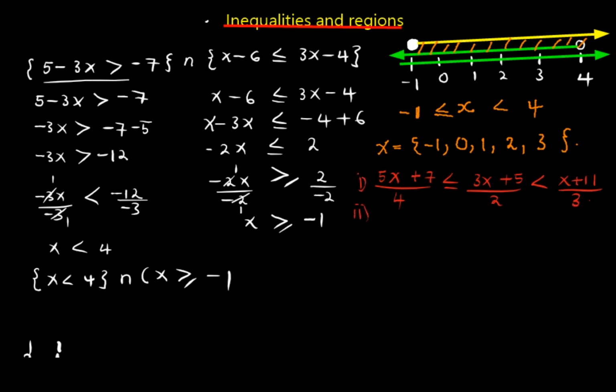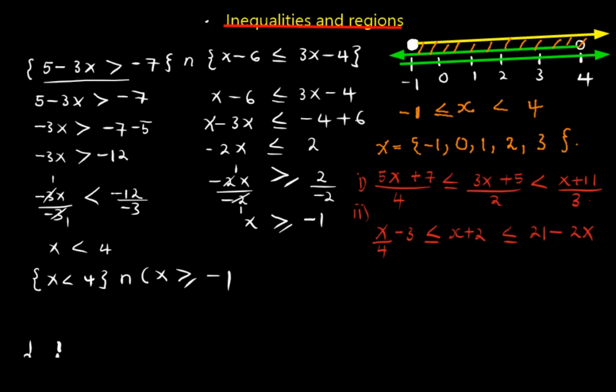Trial question Roman numeral 2. Find all positive integral values of x which satisfy the inequalities. That is x divided by 4 minus 3 is less than or equal to x plus 2 less than or equal to 21 minus 2x. That is trial question number 2. Trial question number 3.